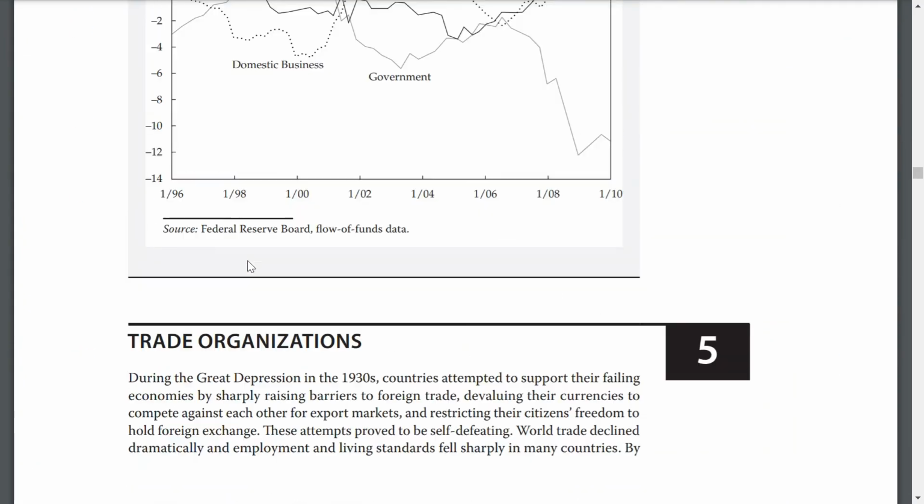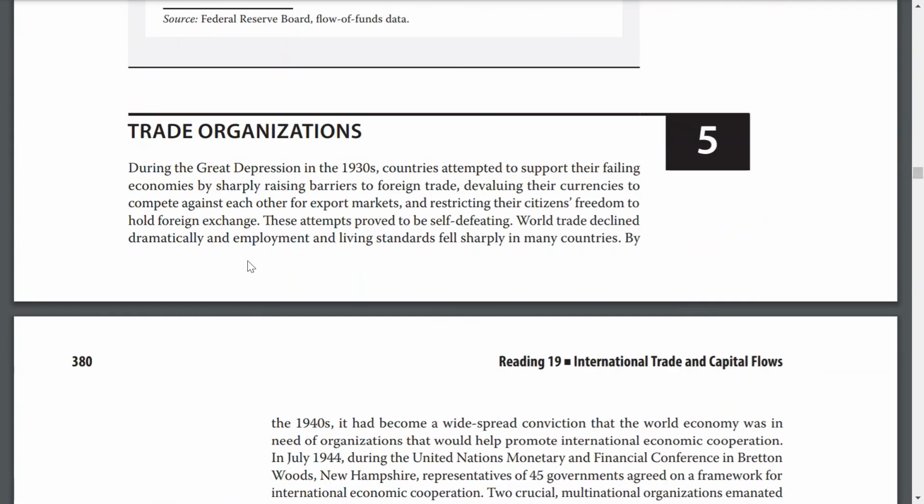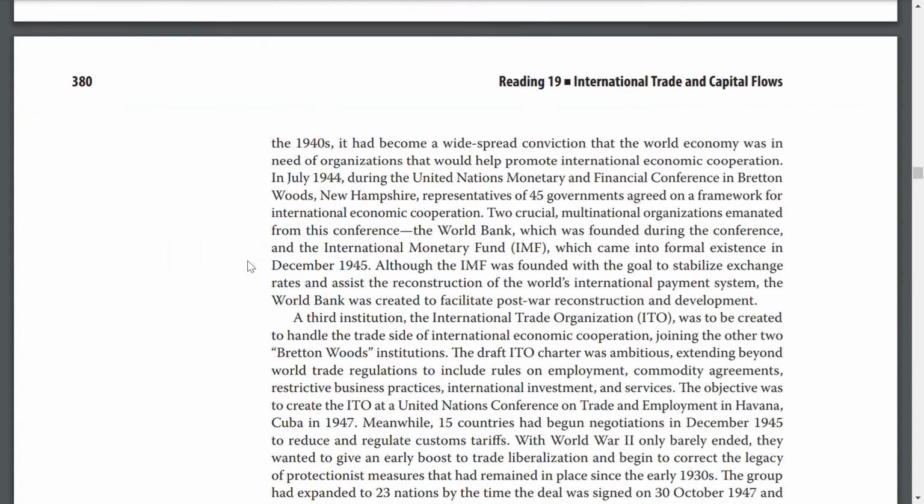Trade organization. During the Great Depression of the 1930s, countries attempted to support their failing economies by sharply raising barriers to foreign trade, devaluing their currencies to compete against each other for export markets, and restricting their citizens' freedom to hold foreign exchange. These attempts proved to be self-defeating. World trade declined drastically, and employment and living standards fell sharply in most countries. By the 1940s, it had become a widespread conviction that the world economy was in need of an organization that could help promote international economic cooperation.